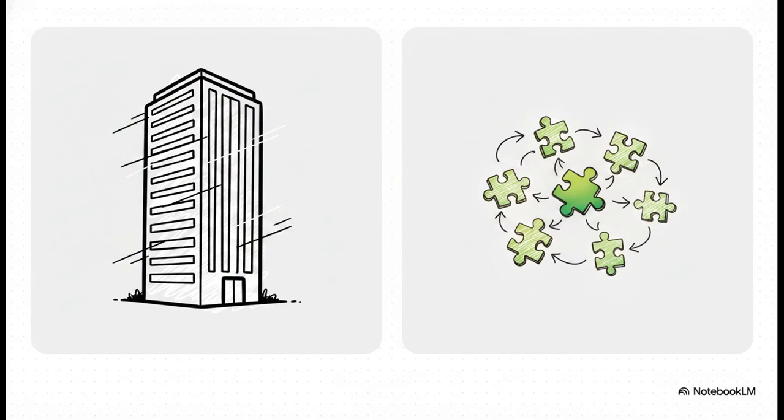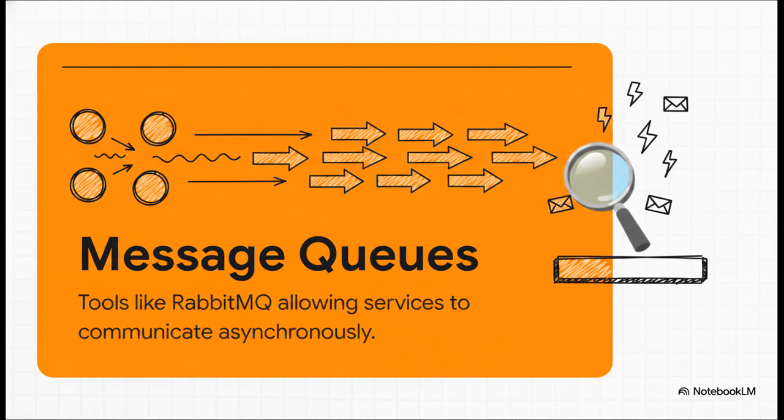Or do you pivot to microservices? Breaking an app down into small, independent services gives you unbelievable scaling flexibility. But, and it's a big but, it introduces a ton of operational complexity. So how do you stop all those distributed microservices from instantly bottlenecking each other when traffic spikes?